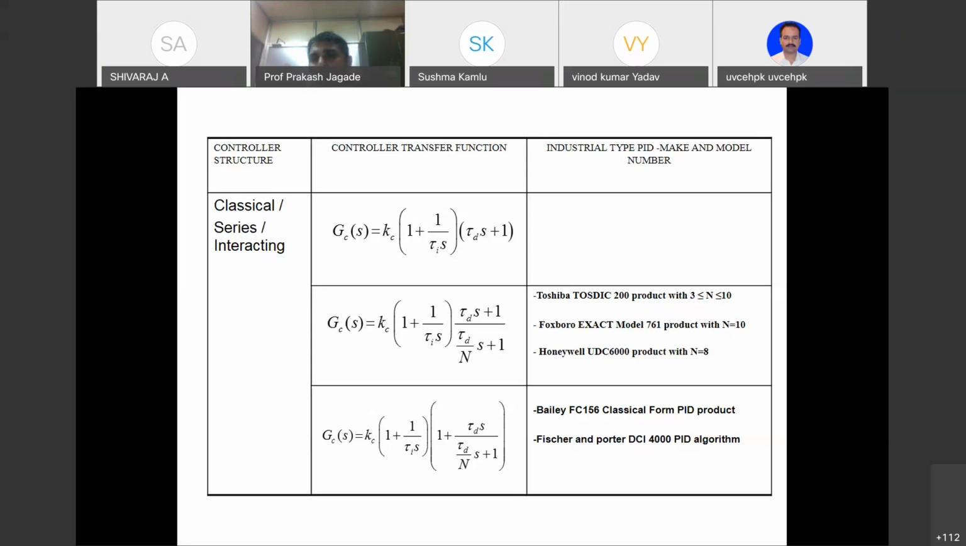One more question, sir. What are the different PID equations used in industry and distribution generation? Industry. All these are the equations, the transfer functions used in various products, which I had mentioned in the slide. For example, in the Foxboro EXACT model 761 product, in the industrial PID control, they have used this transfer function. In the second column, you can see the corresponding transfer function that has been used.